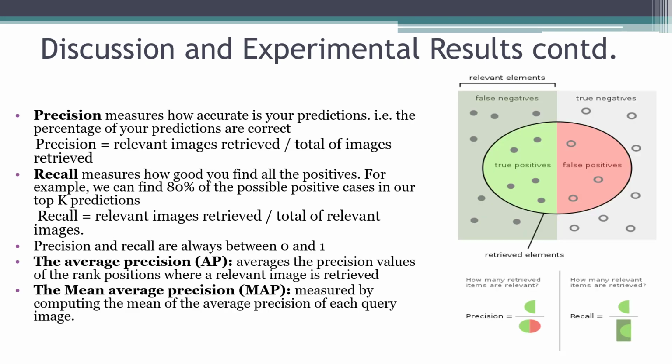Now precision is a term used to measure how accurate your prediction is and is calculated as the ratio of relevant images retrieved to total images retrieved. Whereas recall is the term used to measure how well you find all the positives. Basically, it is the ratio of relevant images retrieved to total relevant images. Both precision and recall have values between 0 and 1. The average precision averages the precision values of the rank positions where a relevant image is retrieved. The mean average precision is measured by computing the mean of the average precision of each query image.